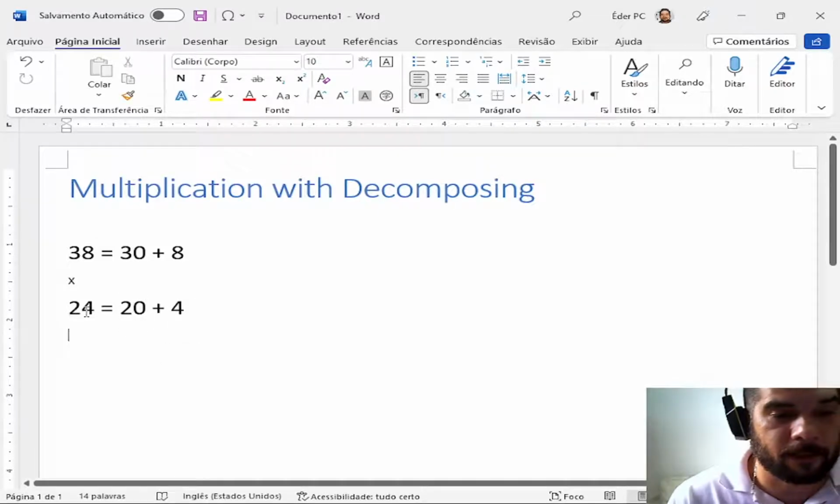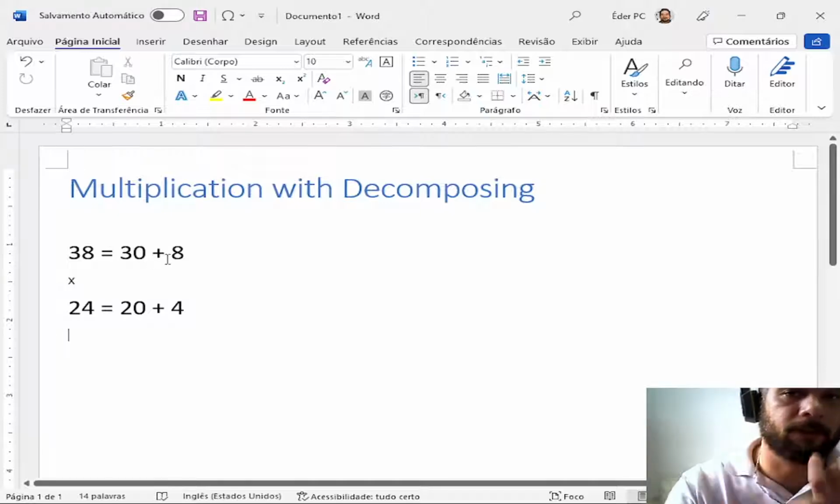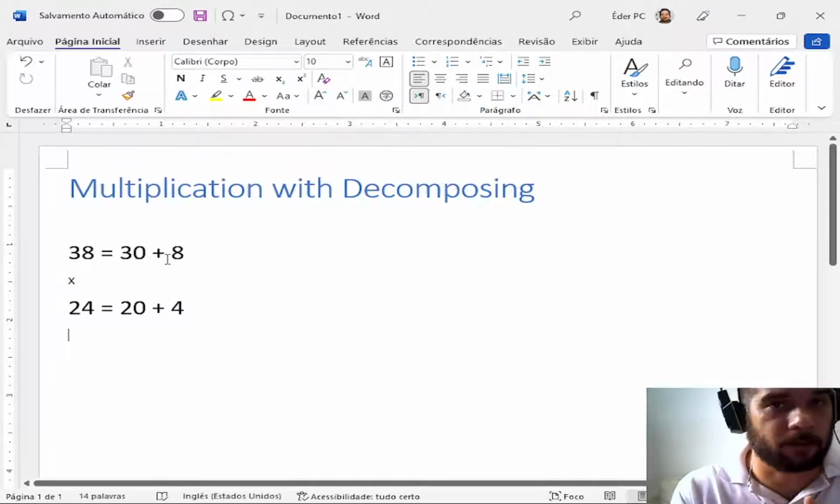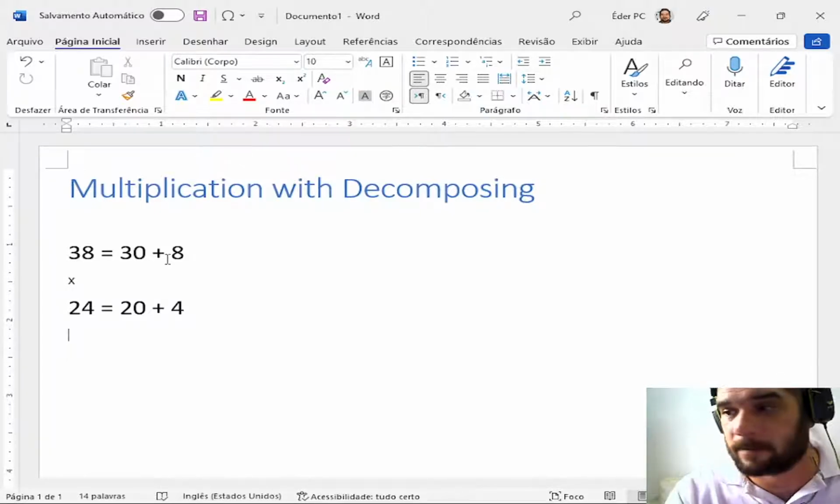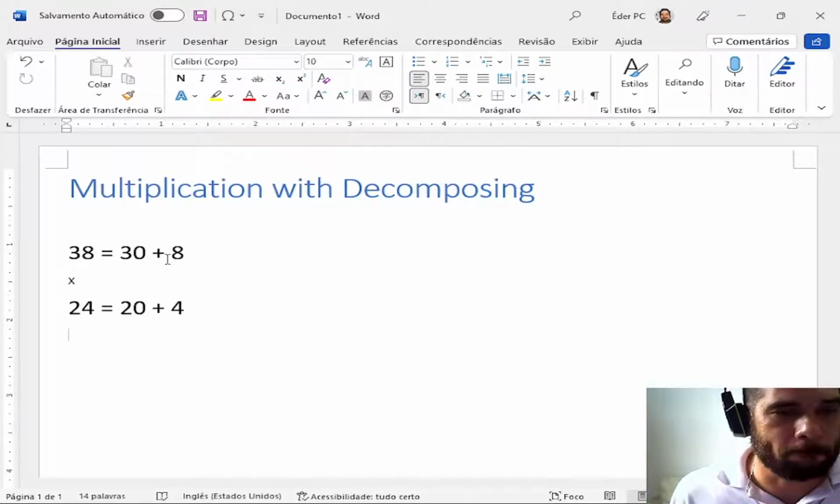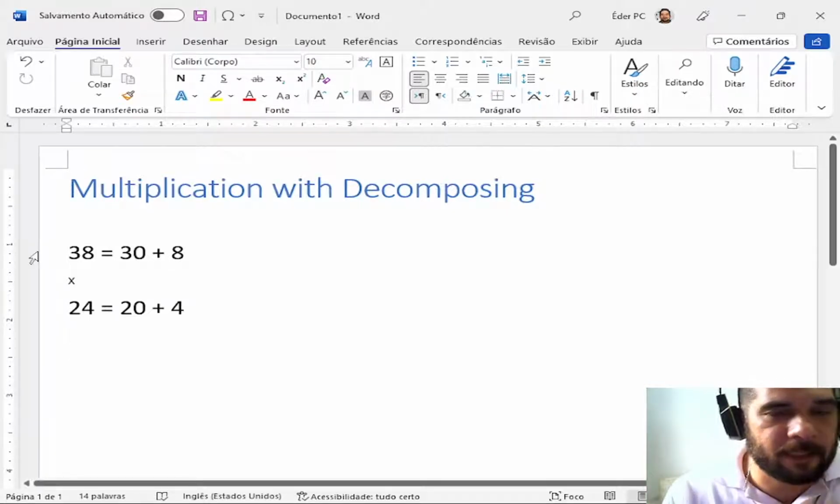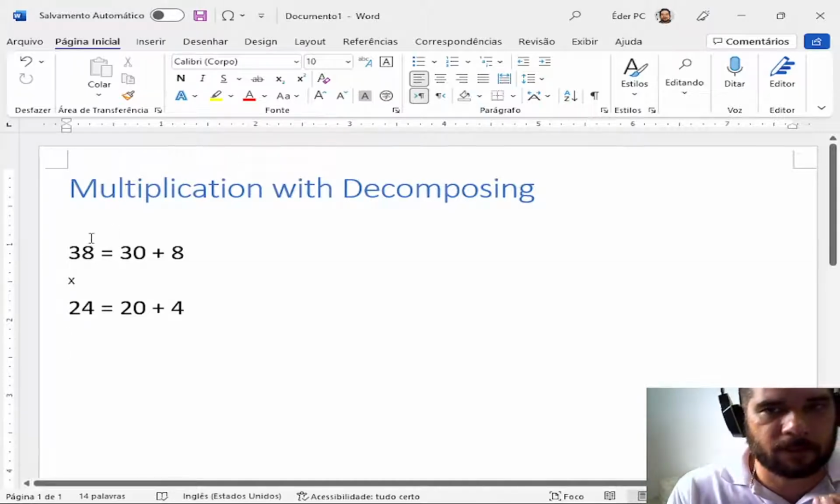Remember that decomposing is we break up the numbers into units, tens, hundreds, thousands, tens of thousands, hundreds of thousands, millions, and so on. You just keep breaking them up, okay? And even the enunciation, the way we say numbers in English, is already decomposed, like I taught some of you.